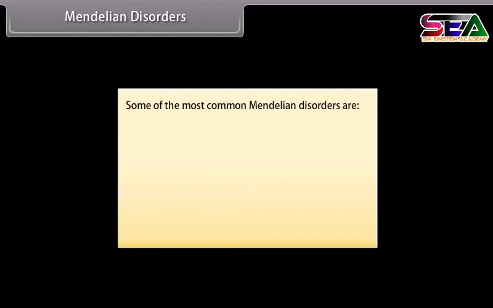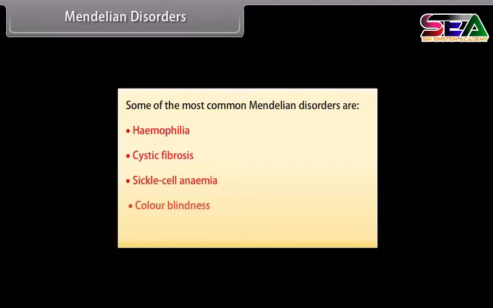Mendelian disorders. Some of the most common Mendelian disorders are Haemophilia, Cystic Fibrosis, Sickle-cell Anemia, color blindness, Phenylketonuria.